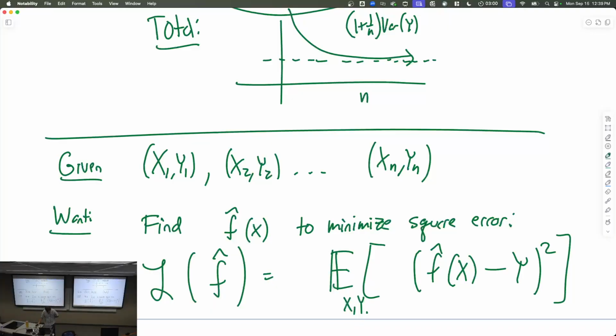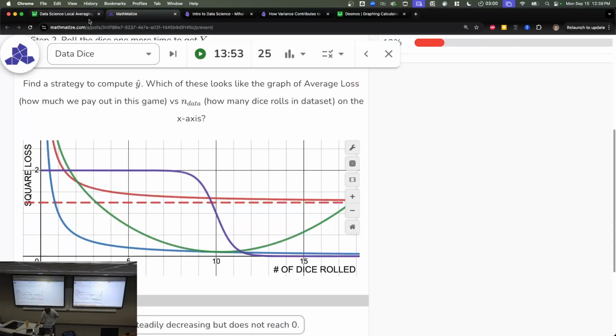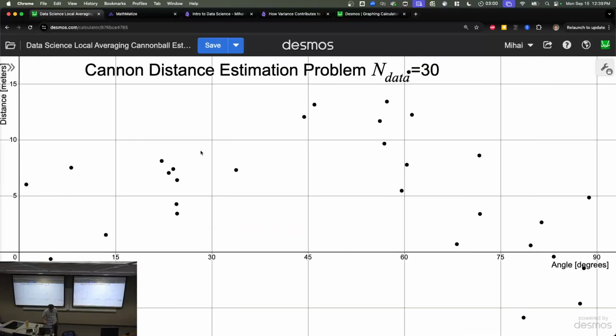Let me show you the problem I have set up for us, the example. I think about this as the cannonball distance estimation problem. So the x value I think of as an angle in degrees, so you can be either 0 degrees or 90 degrees. Imagine we have a cannon, we set it to the angle, and then we press fire, and then we see how far the cannonball goes. Sometimes it goes really far, like over here it went 15 meters. But sometimes it goes backwards, so here it went like -5 meters. What we're trying to figure out is how far the cannon shoots on average. That's the f hat that we want.